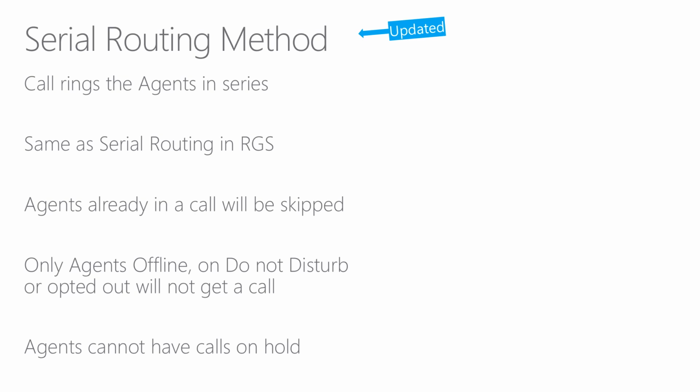So what's the serial routing method? This basically rings the agents in series. So first agent 1, then 2, then 3. It's the same as serial routing in the response group services. Agents already in a call will be skipped. Agents who are offline, on Do Not Disturb, or opted out will also not get a call. You cannot have a call on hold.